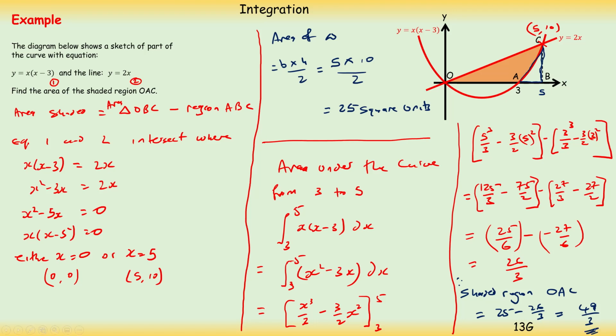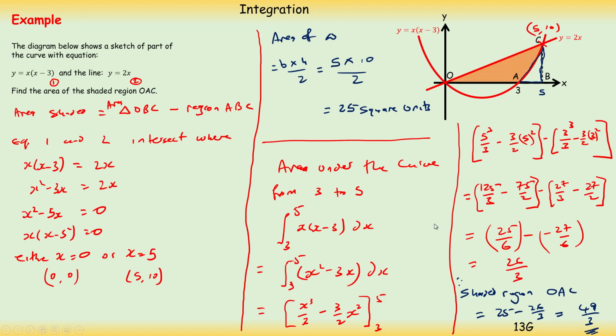So hit pause and copy the example down. You just got to be aware of what we're trying to find. In this case, it was that shaded region. So we could use a regular shape, a triangle, which we've been finding the area of for a while, and then subtract the area under the curve there. That was all we needed.